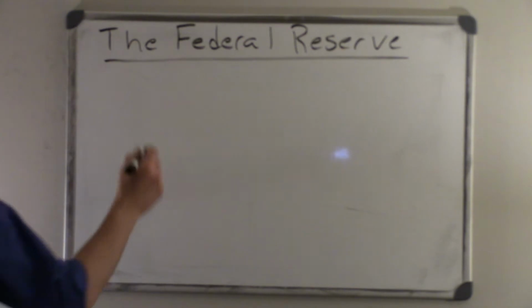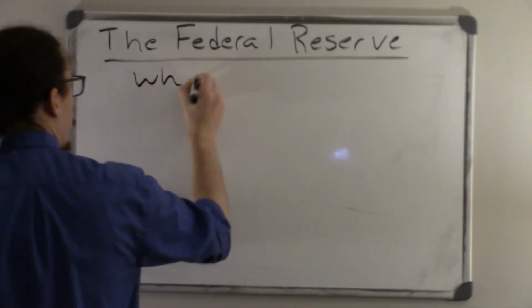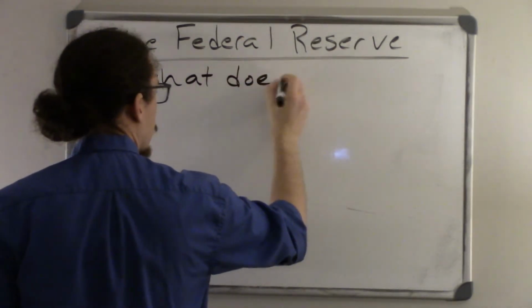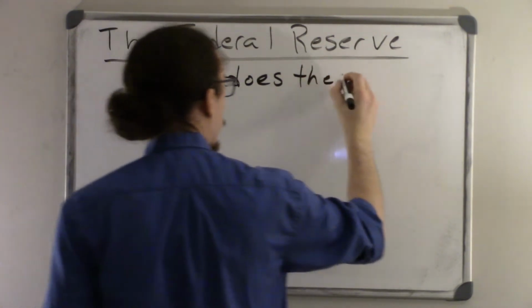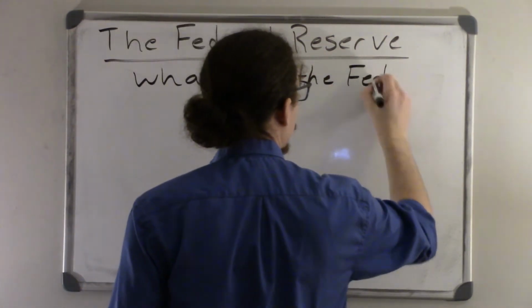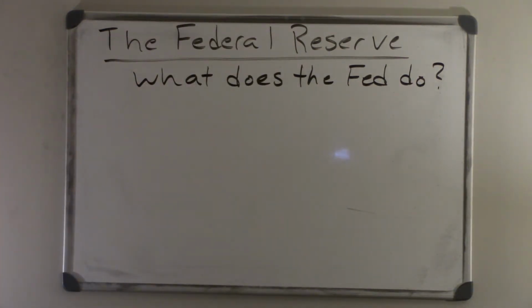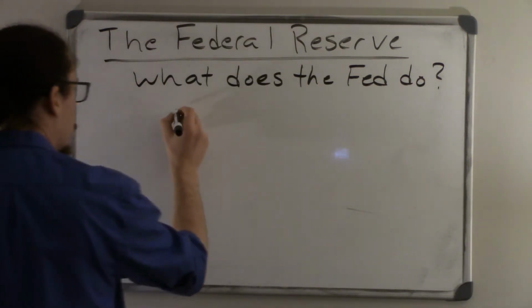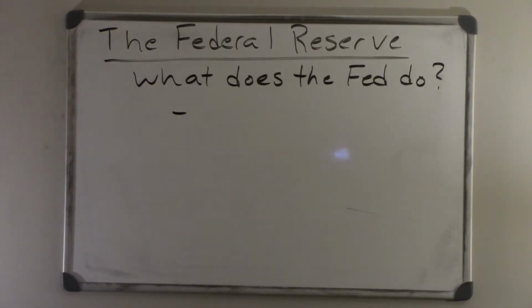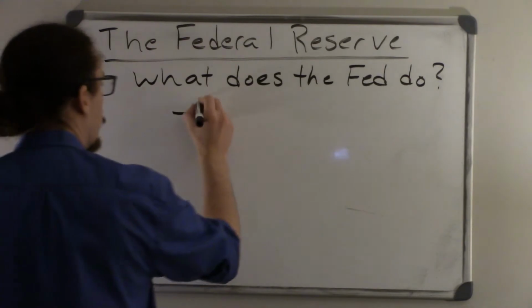All right, so first, we're going to talk about what the Fed actually does. So what does the Fed do? It's got several things under its purview. The first one that we're going to talk about is banking.